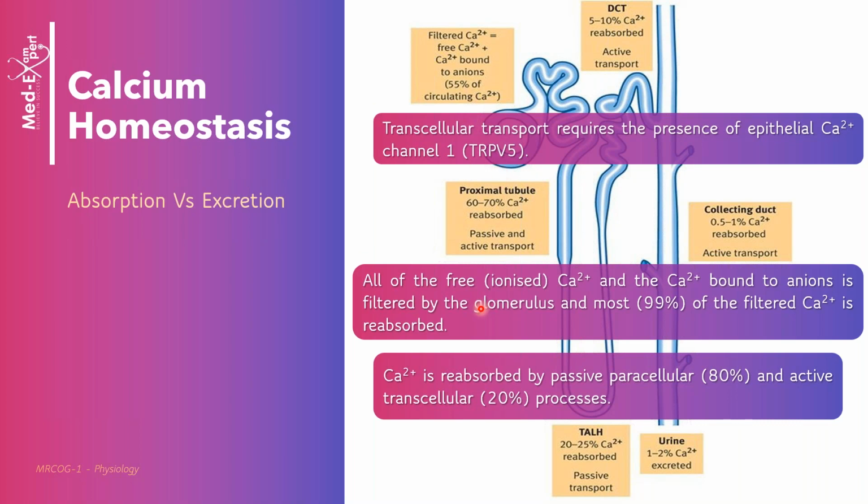Okay, so reabsorption of calcium occurs via two routes, the paracellular and transcellular route. And most of the filtered calcium, 99%, is reabsorbed. And the majority of the calcium is reabsorbed in the proximal convoluted tubules.